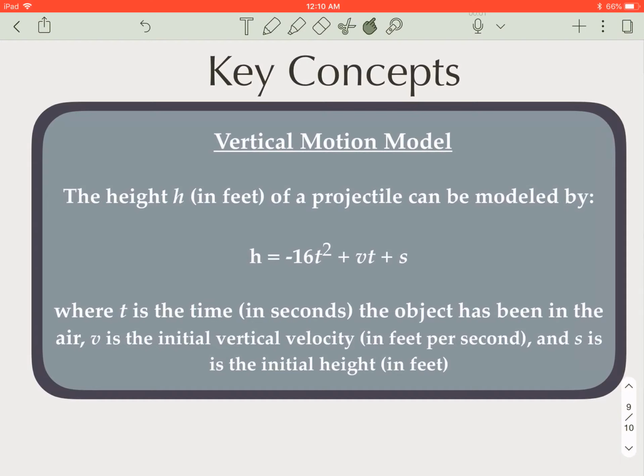So we're back to our vertical motion model that we all love so much. We've talked about cats leaping in the air, and dropping paintbrushes off ladders, and armadillos leaping in the air. All that fun stuff, but today we're going to talk about the blimp problem dropping ping pong balls. So once again, that is our vertical motion model, where t is the time in seconds the object has been in the air, v is the initial velocity, and s is the initial height that we drop the object at.